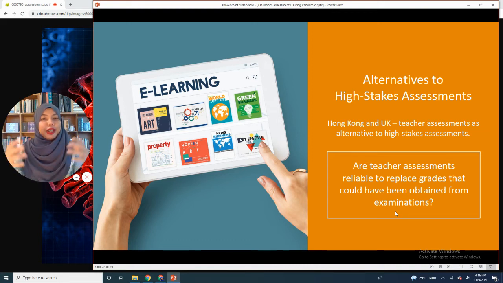So we have GCSE, or SPM equivalent, a form of summative assessment that would have captured the learning for the past 5 years. But because of the pandemic, Ofqual has decided to not have GCSE examinations, but use teacher assessment grades instead.